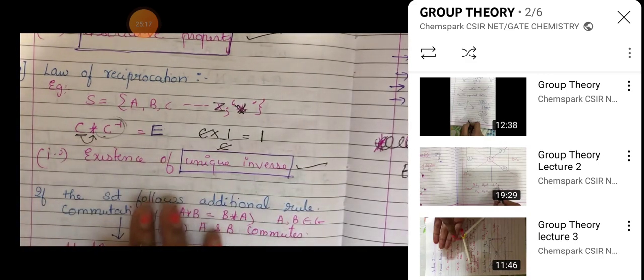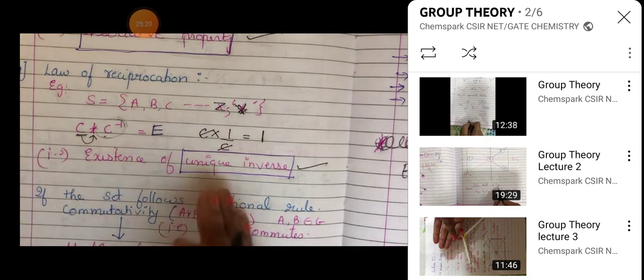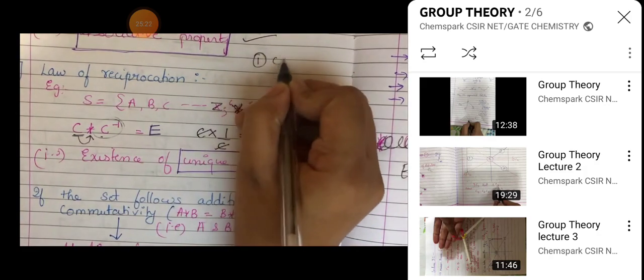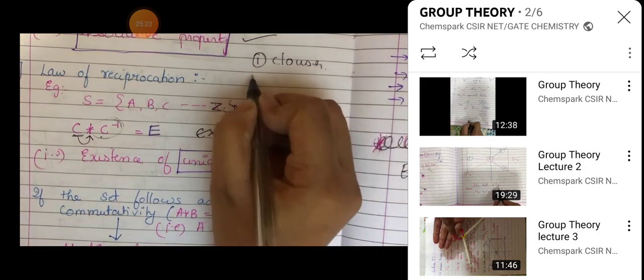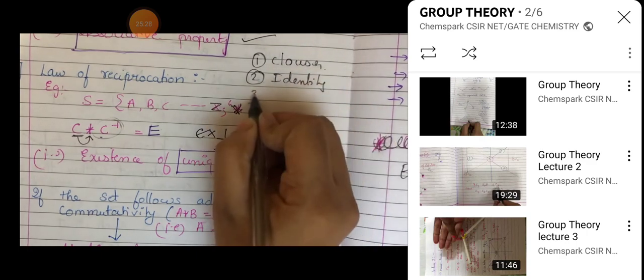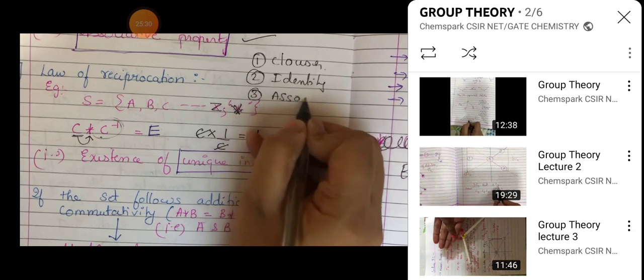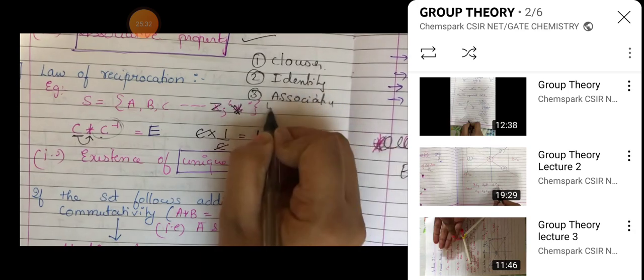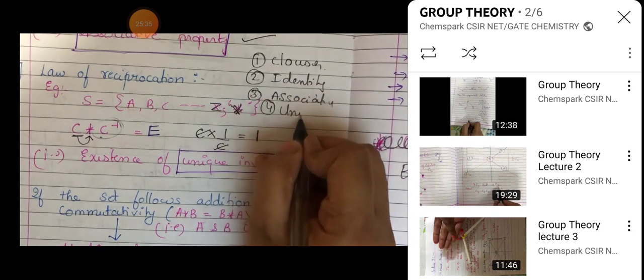So there are in totality 4 laws which need to be followed. First is closure. Second is identity. Third is associative. And fourth we have unique inverse.